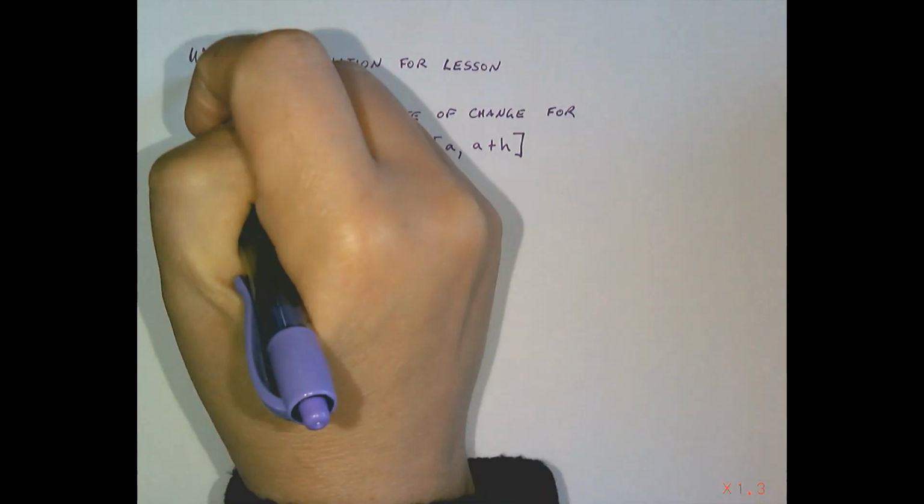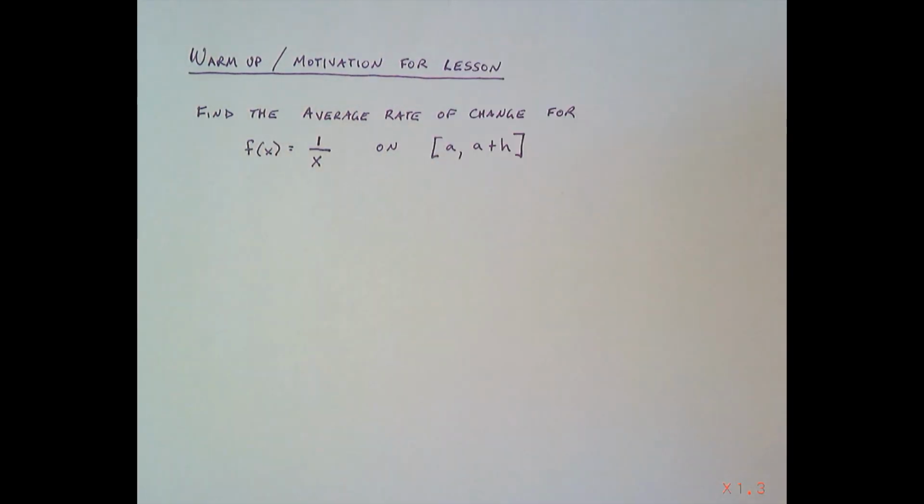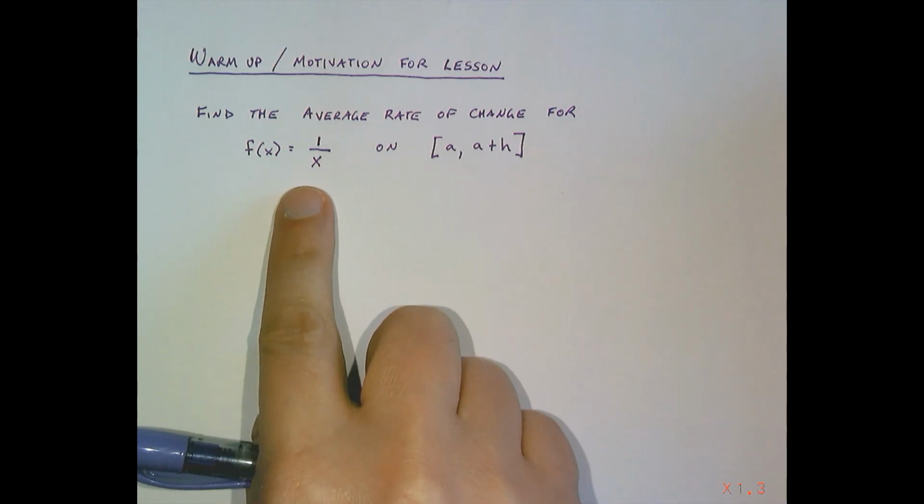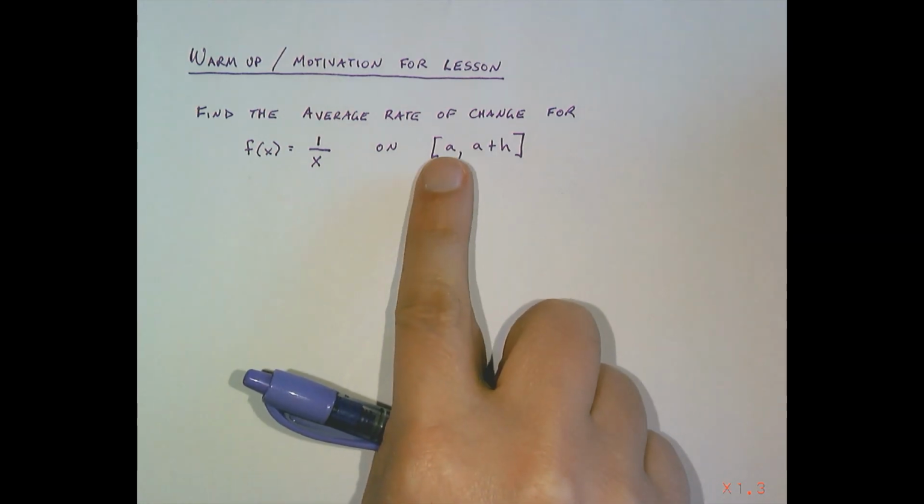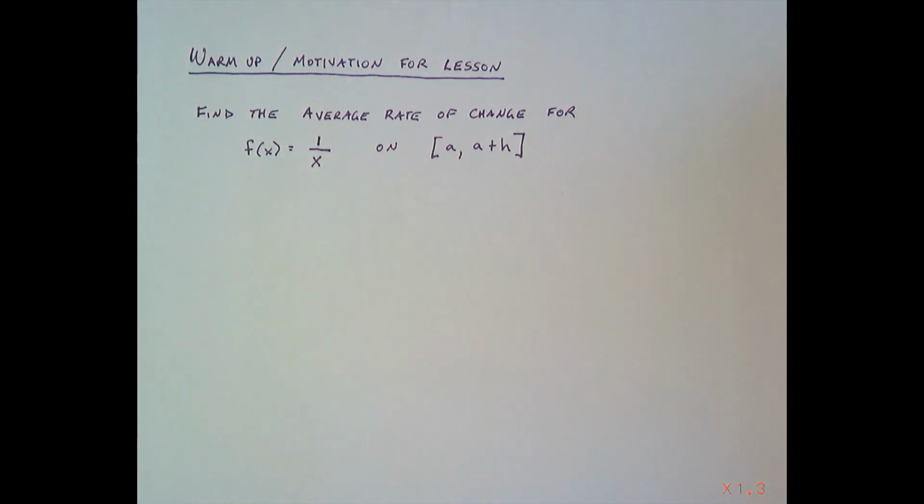I wanted to start with a warm-up. It's not actually in the notes, but I wanted to explain why we're jumping from average rate of change to the lessons that we are jumping on. So I've got this function here. I want you to calculate the average rate of change on the interval a to a plus h. I encourage you to pause the video and try it on your own.